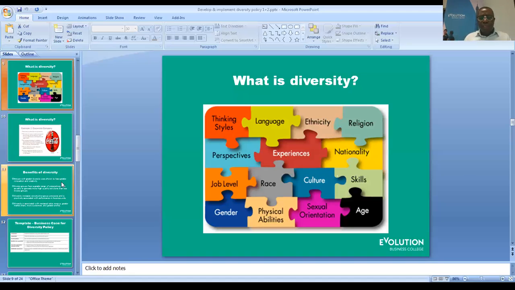And then we're going to look and ask, what is the advantage of having diversity? It's one of those questions asked: give us two advantages of having diversity. What are the benefits? Increased innovation, increased understanding. Look at companies like Google. Look at companies like Facebook.